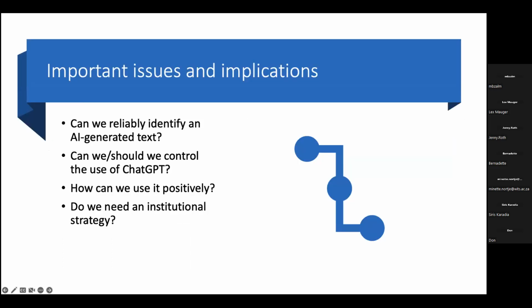And finally, obviously, there are lots of important issues and implications. Can we reliably identify an AI-generated text? Not with current tools, probably, but there's more detail coming out on that, and people are focusing on that. Can we control the use? Probably not. In fact, I would say certainly not. We can perhaps talk about that. So certainly, we think the focus should be on using it positively, getting institutions to talk about it. So we do need an institutional strategy.